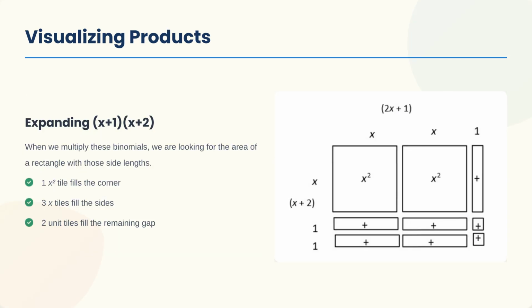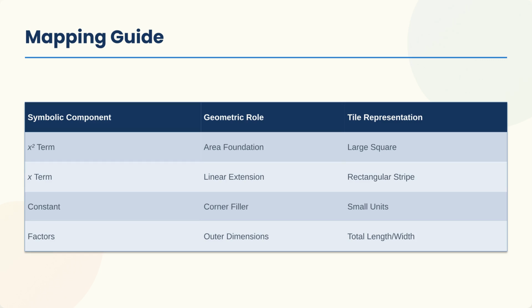When we expand a product like (x plus 1)(x plus 2), we are forming a rectangle. The resulting area is filled by 1 x squared tile, 3 x tiles, and 2 unit tiles. This mapping guide summarizes the relationships. Constants, linear extensions, and quadratic foundations all correspond to specific geometric shapes.